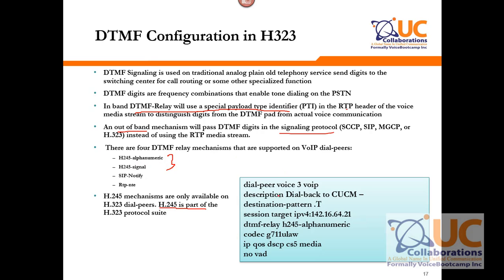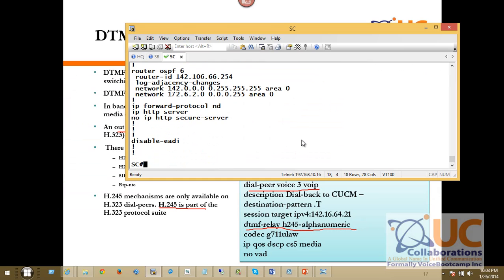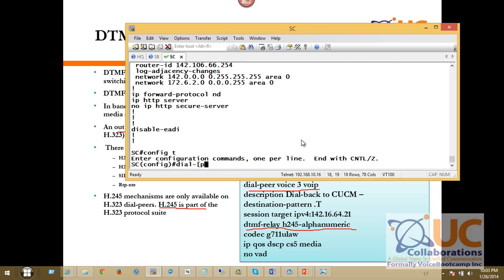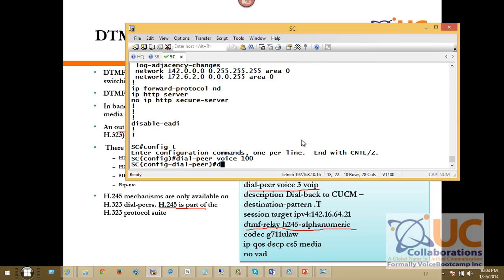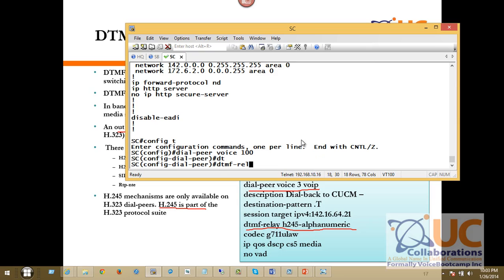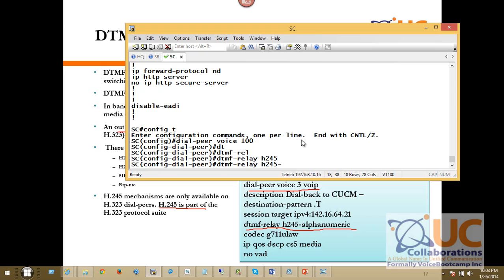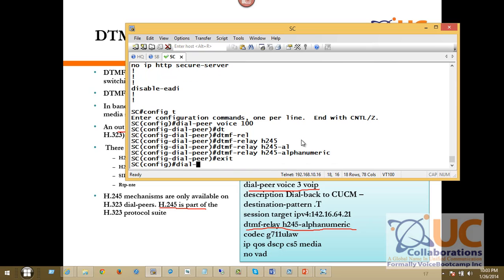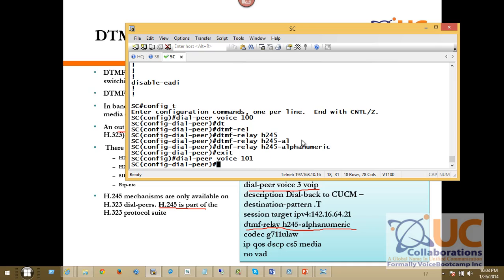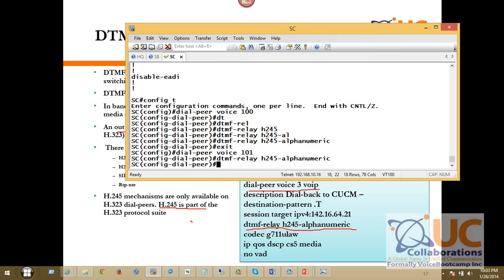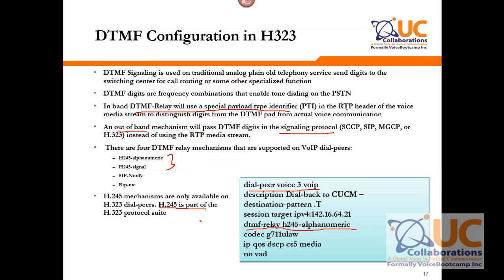So you configure H323 DTMF signals on your dial peers by going to the dial peer and typing dtmf-relay h245-alphanumeric. Now I'm going to configure that on both of my dial peers. So 100, because this is an H323, I'm going to say dtmf-relay h245-alphanumeric. I'll do the same thing for my second dial peer. So now I have DTMF configured on both dial peers. DTMF signals are only available on the VoIP dial peer. You don't need to configure that on POTS.